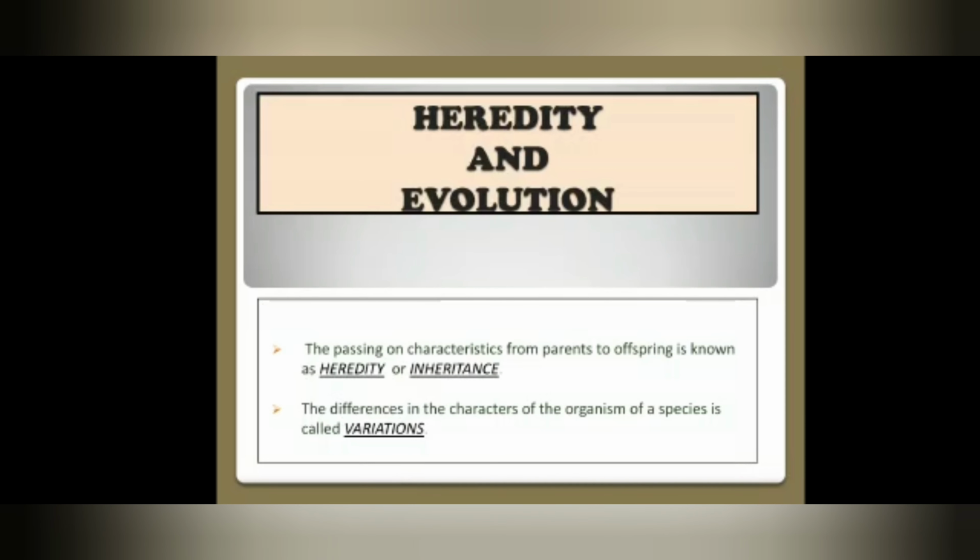Variation: the differences in the characteristics of the organisms of a species are called variation. The differences that occur between the parent and the offspring are known as variation. So let's start the chapter.